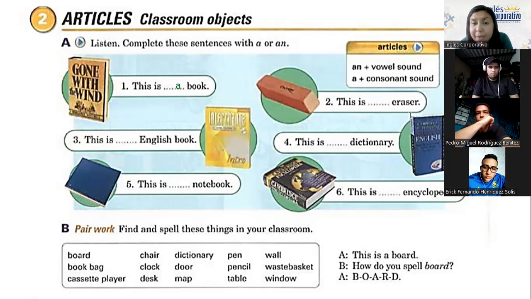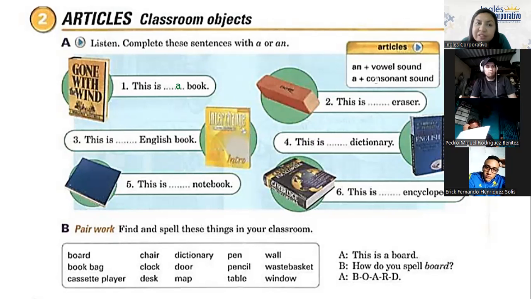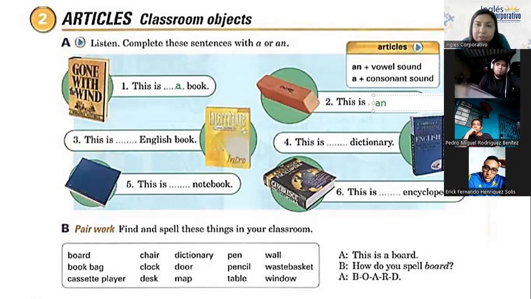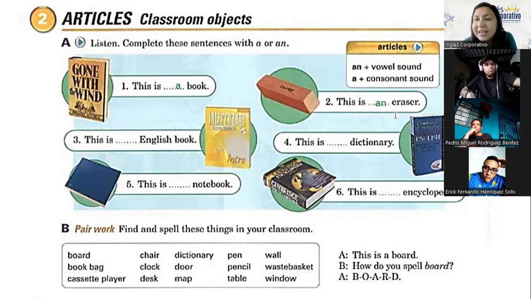bueno, en plural no lo utilizamos, pero en singular sí. En inglés, en singular, utilizamos un artículo que es a or an. Entonces, por ejemplo, an lo utilizamos antes de un sonido vocal, before a vowel sound. Y a before a consonant sound. For example, we say, this is a book. But we say, this is an eraser. ¿Por qué? Porque eraser starts with E, eraser. This is an eraser.